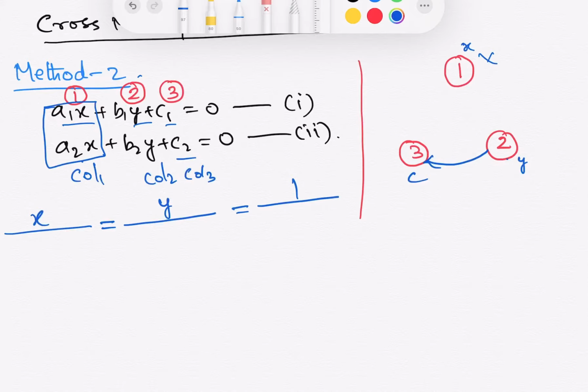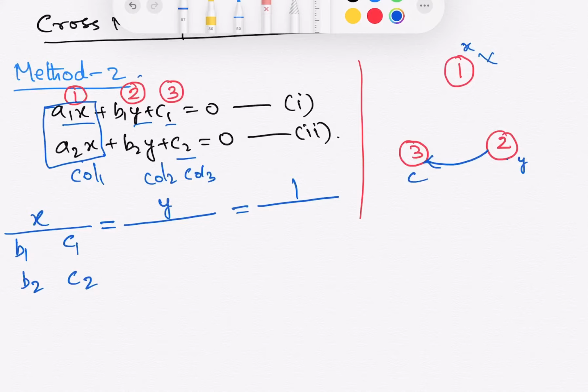This means first you write the coefficients of both equations, the coefficient of y first, and then after that you write the constant part coefficients, here in the denominator portion. So first you write y, which is b1 from equation 1 and b2 from equation 2. Now after that you write the constant part, c1 from equation 1 and c2 from equation 2. So this portion is complete.